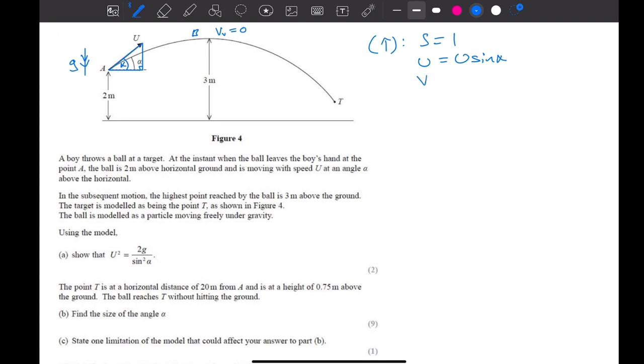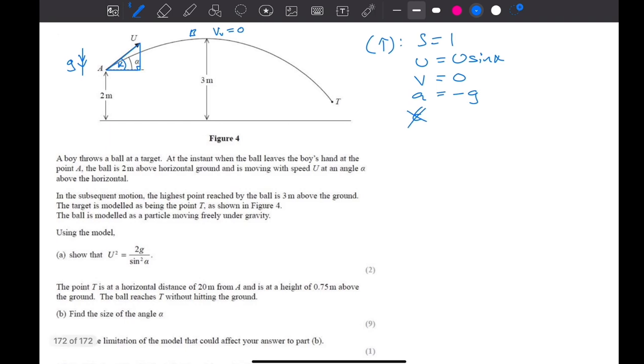For the final velocity, we know it's going to be 0 because it's not going to be going up anymore at our highest point, because it has to change direction, going from up to going down. And the acceleration, we chose up to be positive, so it's going to be minus g. And t, we don't care about. So which suvat equation do we need? We need v squared equals u squared plus 2as.